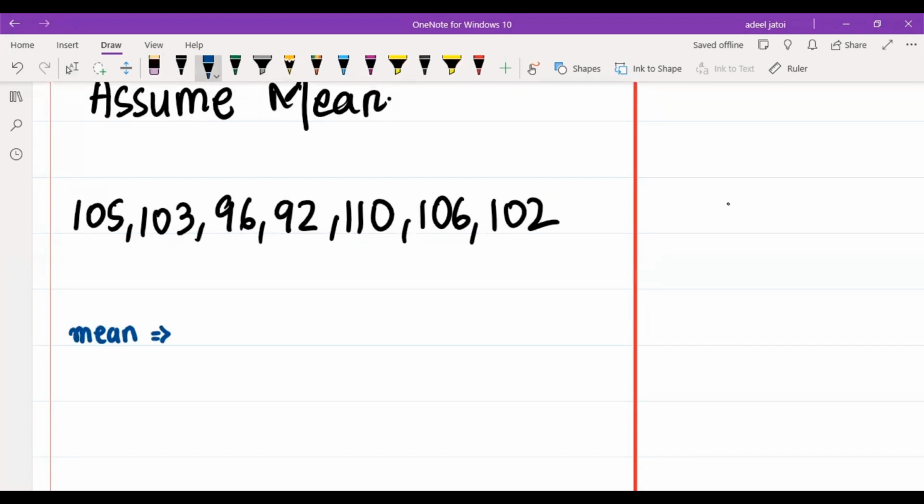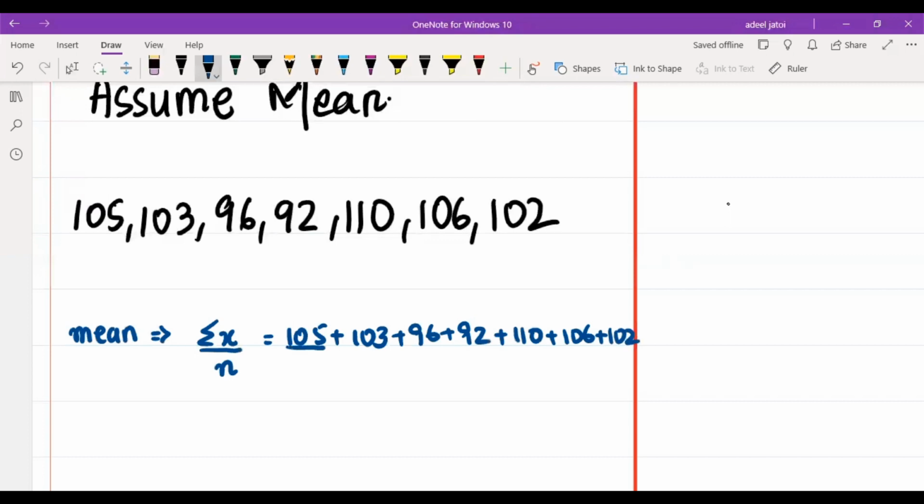Your mean will be summation of x upon n. Summation of x upon n means 105 plus 103 plus 96 plus 92 plus 110 plus 106 plus 102, and this should be divided by the number of data that we have: 1, 2, 3, 4, 5, 6, 7. So we will be dividing by 7.